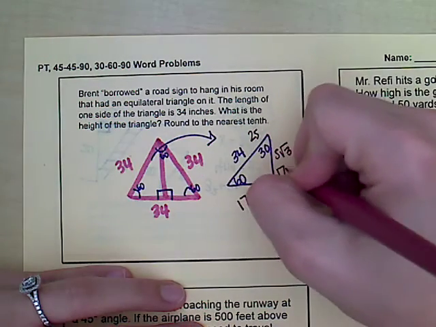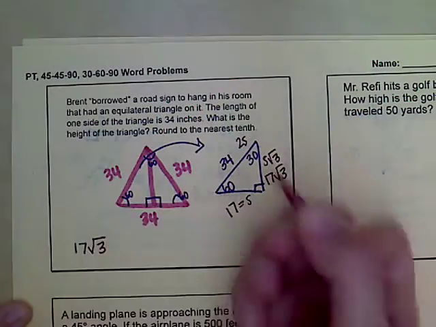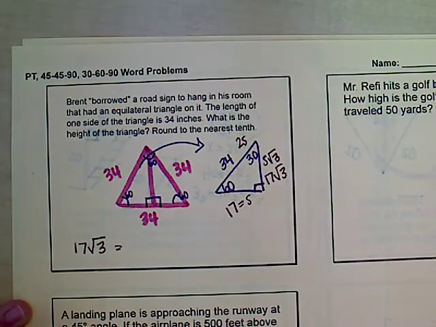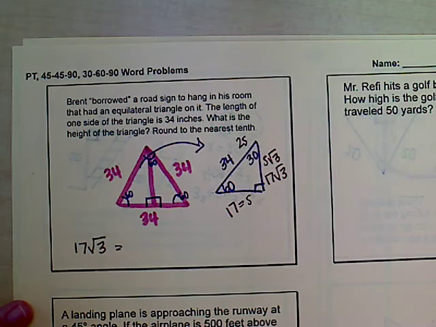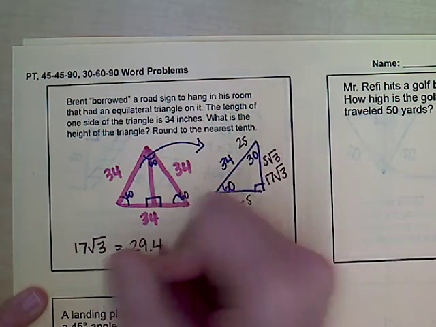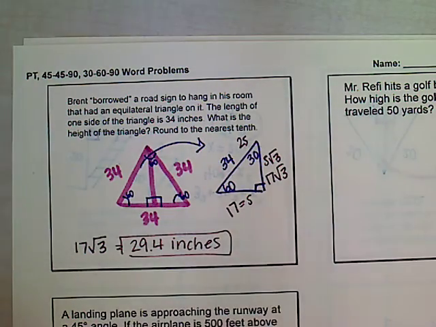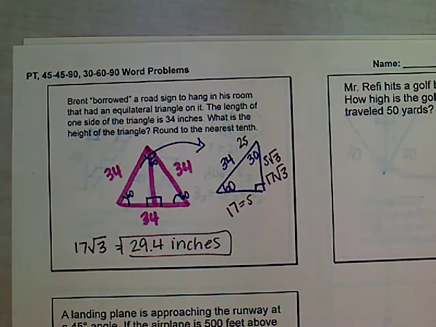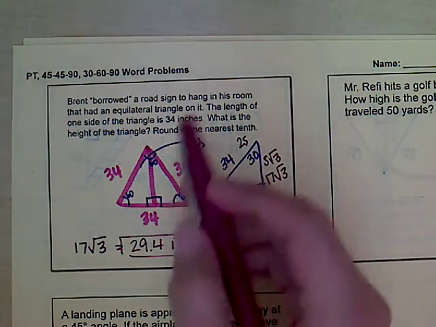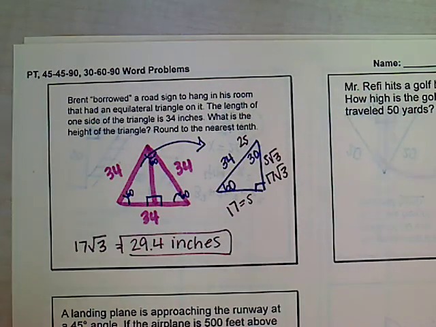My long side is 17 root 3. So my answer is 17 root 3. And again, we want a decimal because we want it to make sense for our problem. It's 29.4 inches. If you use Pythagorean theorem, you should get that same answer, but it's just a lot easier without it. We knew this was a 30, 60, 90 because it was equilateral, 60-degree angles. So you can deduce that you can use that 30, 60, 90 to solve that.